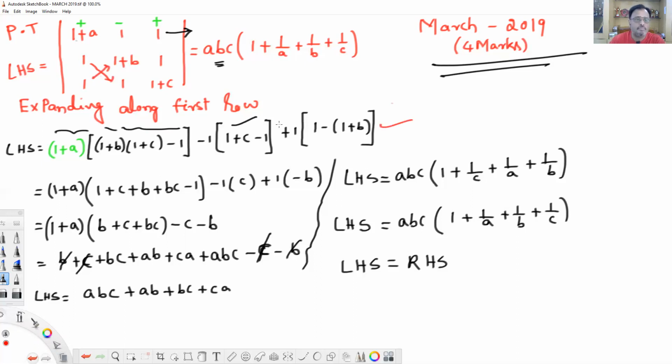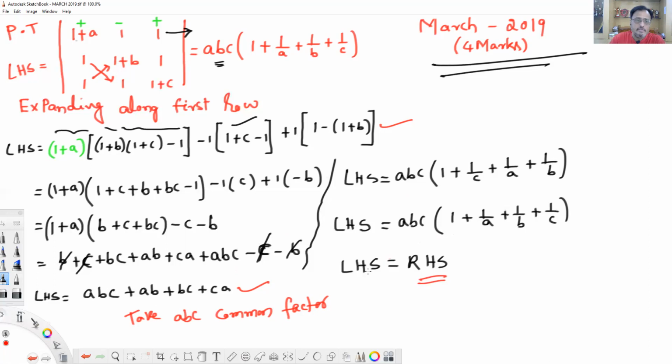So directly I have multiplied and expanded, and finally LHS is equal to ABC plus AB plus BC plus CA we got. In that I have taken ABC as common factor. Take ABC as common factor, or divide each and every term by ABC, or else take ABC common factor, and directly we get RHS.